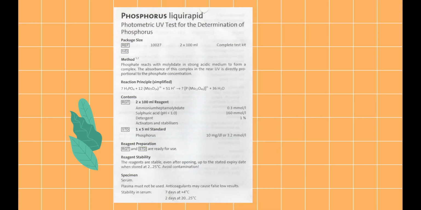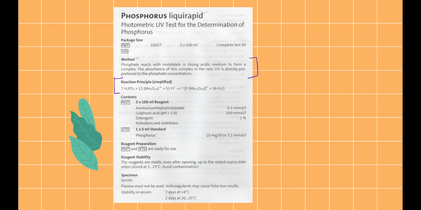So now we proceed with our package insert with regards to your phosphate, the measurement. So here in your phosphorus determination, we try to look at it even if wala pong nakasulat na specific name sa method. If we try to read the method here, since it mentioned that phosphate will react with your molybdate in a strong acidic medium to form a complex. Basically, we are referring to your Fiske-Subbarow method, and that the absorbance of this complex in the near UV is directly proportional to the phosphate concentration. You have your reaction principle here.